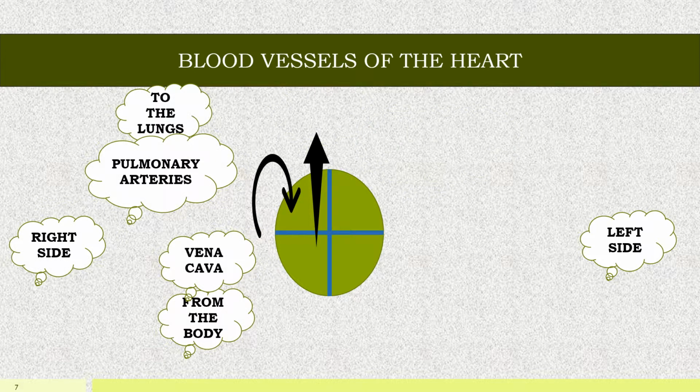We've learned that in the right side we have two vessels that we need to consider. The vessel that connects from the body to the right atrium of the heart, and this is the vena cava. Then, from the right ventricle, pushing blood to the lungs, we have pulmonary arteries. So the right side will have pulmonary arteries and vena cava. As it reaches the lungs, we will now learn what are those vessels in the left side of the heart.